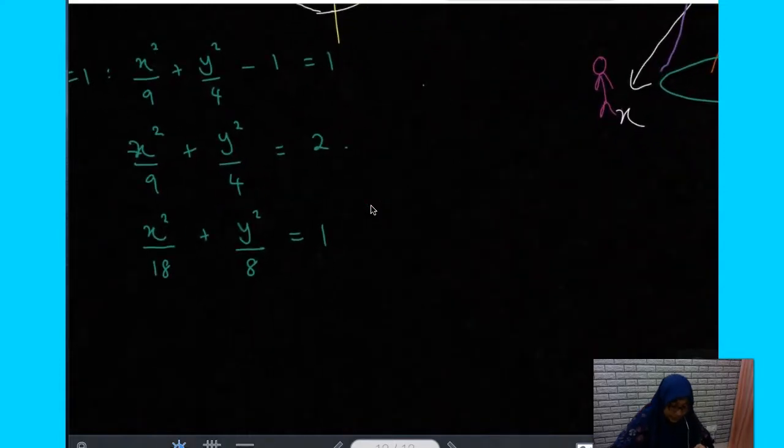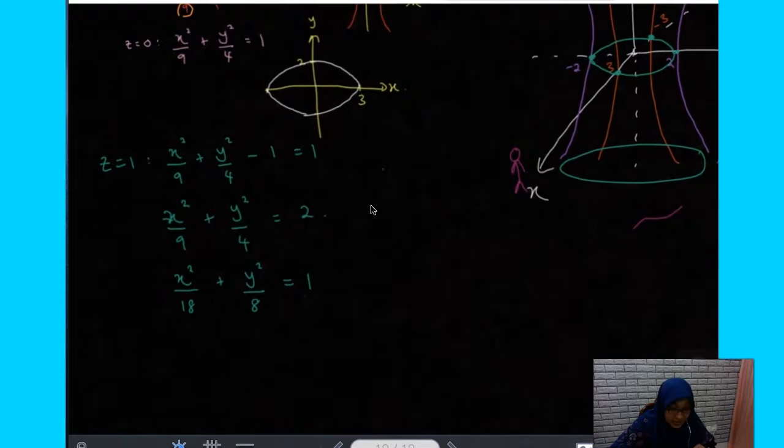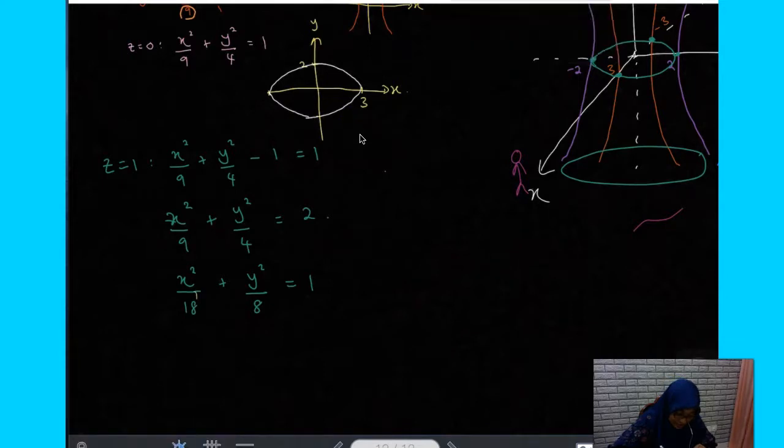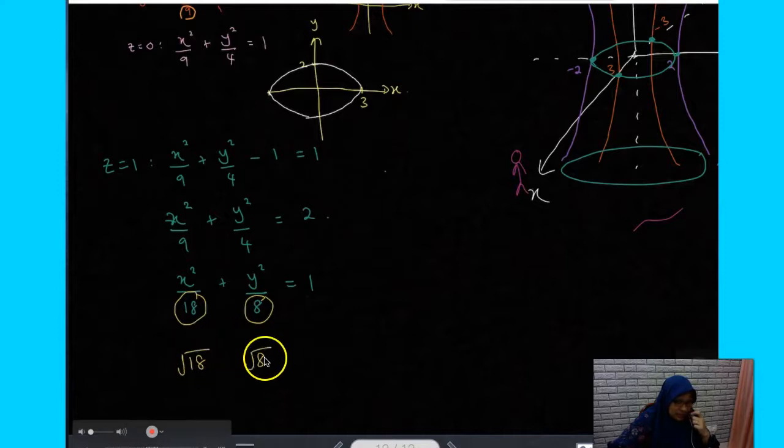Okay, so which is a larger ellipse, larger than this or smaller than this? Again, you have to look at the denominator here. What is the square root of 18 and what is the square root of 8? If you check, for x, the square root of 18 should be greater than 3, and the square root of 8 should be greater than 2. So we have a larger ellipse.